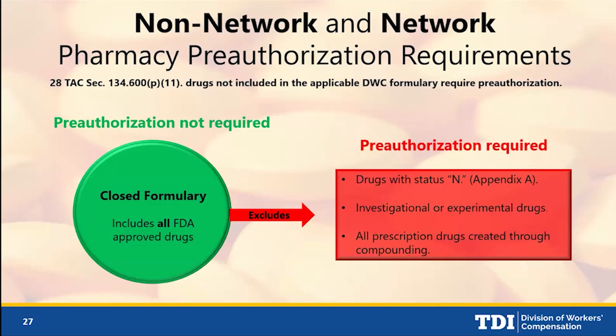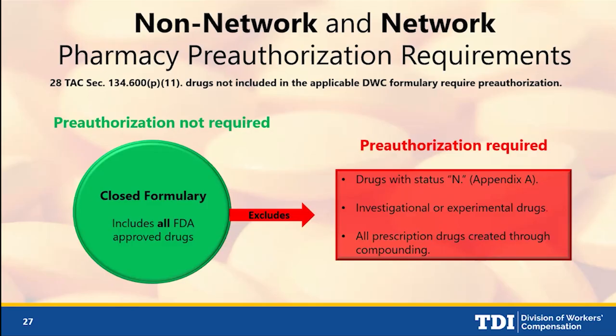So let's talk about pharmacy. Pharmacy is excluded from network contracts. Both non-network and network follow the same pre-authorization requirements for pharmaceuticals or medications. So if the drug is included in our formulary, it's going to be on the green side on the left on this slide. Our closed formulary includes all FDA-approved drugs, unless, and then we move to that red section on the right, the drug is in N status.